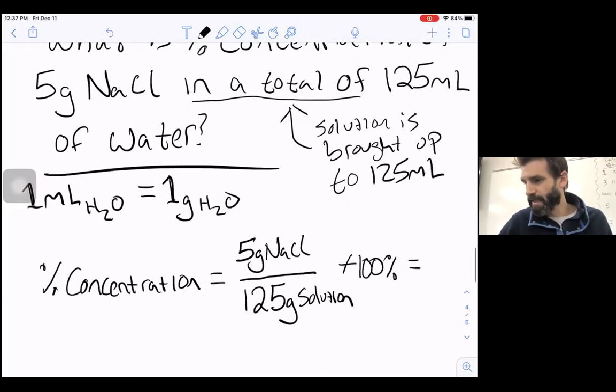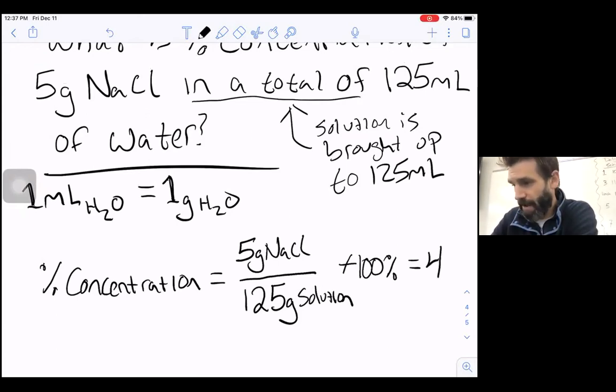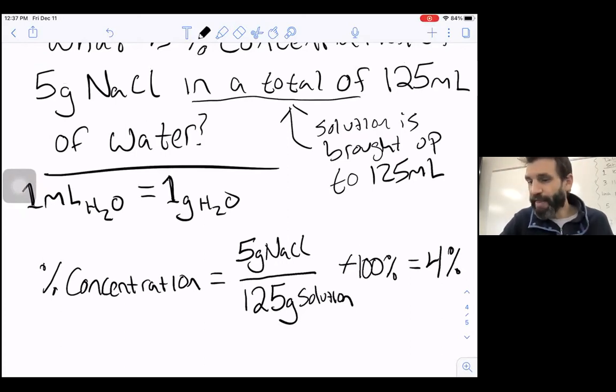And we get, I'll do that on my calculator, 5 divided by 125 equals 0.04. And now I need to multiply that by 100%. So the total is, this is a 4% solution. That's the way that I want us to do this in class.